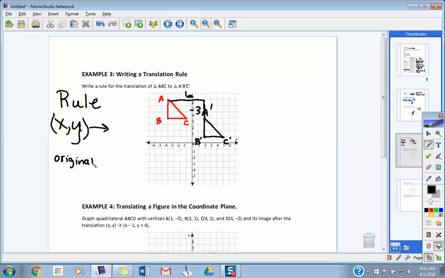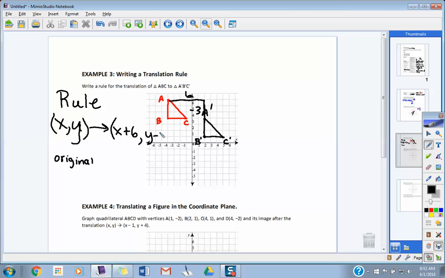If I'm going right, am I adding 6 or subtracting 6? So the way that this comes into play, to go from your original to an image, you would take x and add how much? Well, 6. Take all your x values, add 6. What do you think you're going to do to your y value then to get to A prime? Y minus 3.